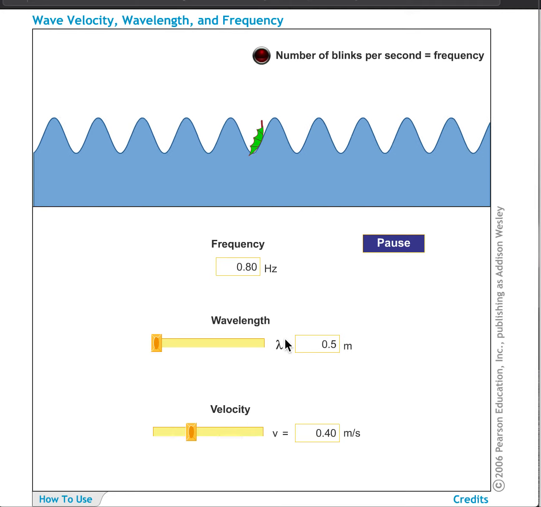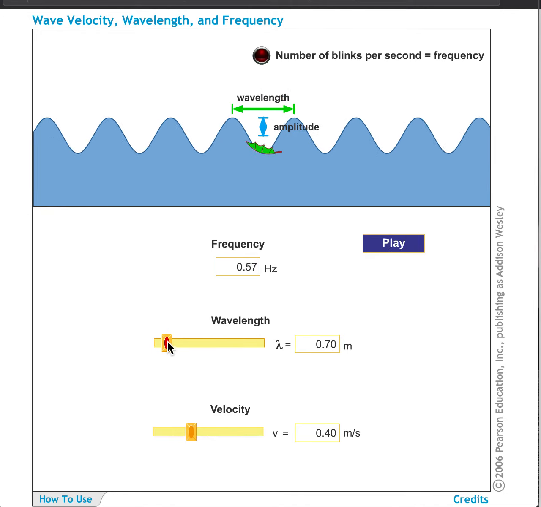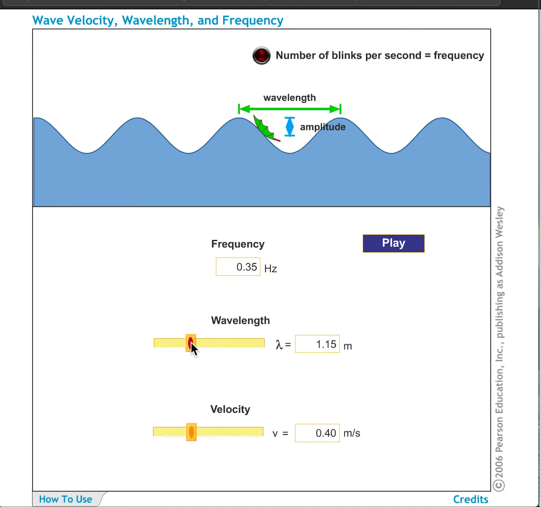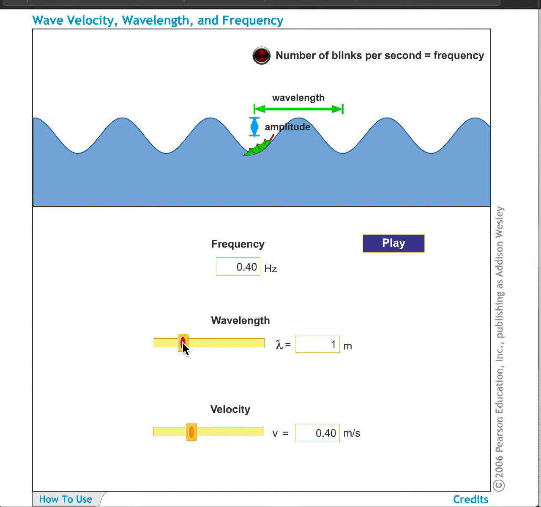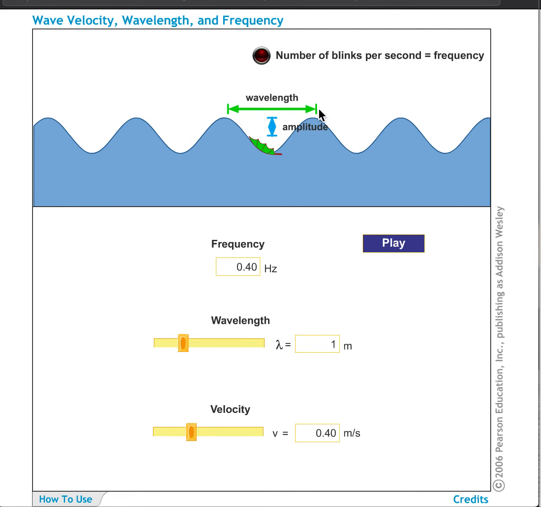And now I am going to double the wavelength. So it was 0.5. I'm going to double it and make it 1. Whoops, went too far. There we go. And we notice that as we increase the wavelength, which is the distance between successive crests here, there's my wavelength, as I double the wavelength, the frequency has actually decreased, and it has decreased by 1/2.